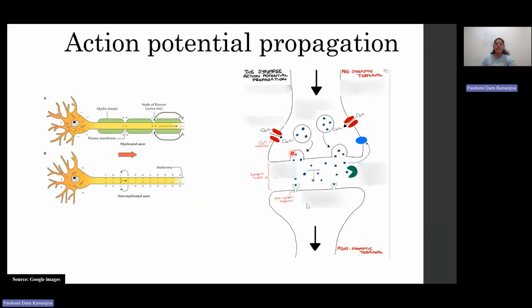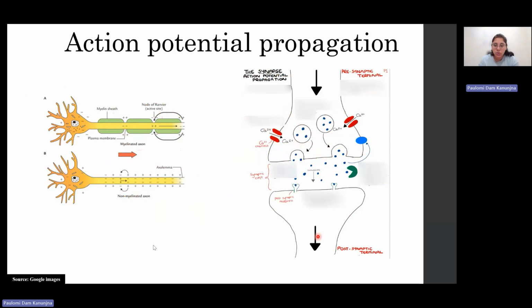Right? So you have this chemical influence here, calcium and a neurotransmitter, they relay the information to the next neuron. So you have to remember the synapses, you have to remember the neurotransmitters, and you have to remember the importance of calcium ions here. Okay.